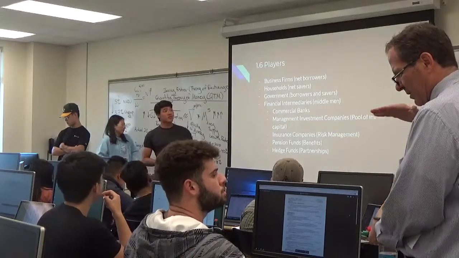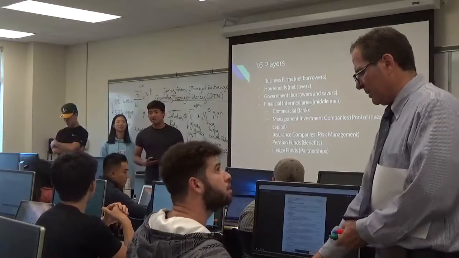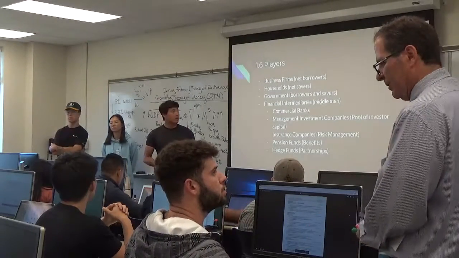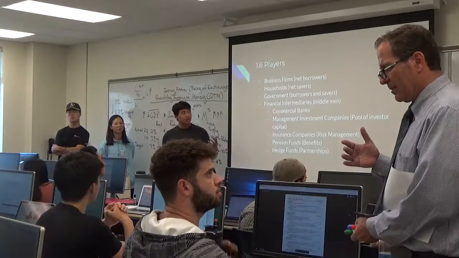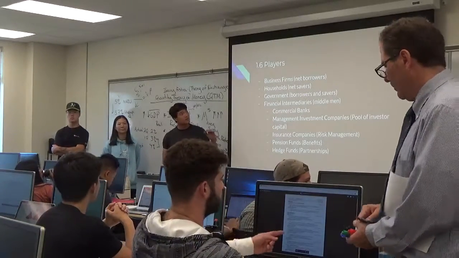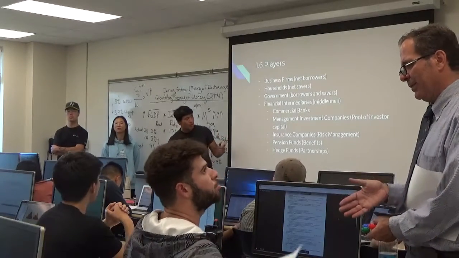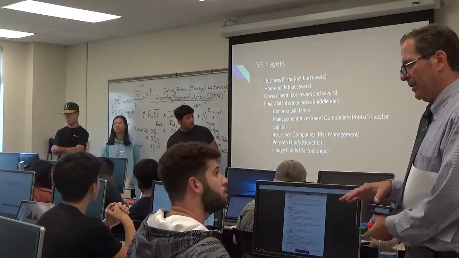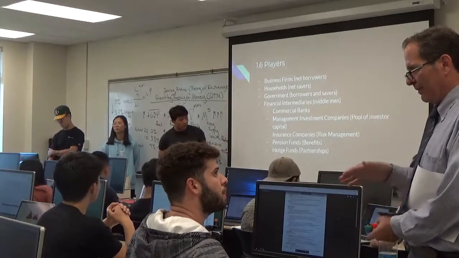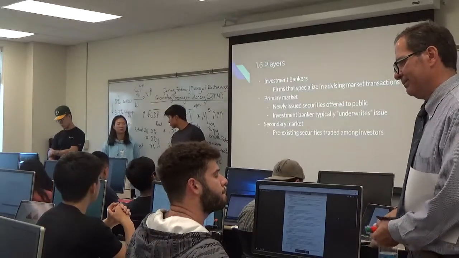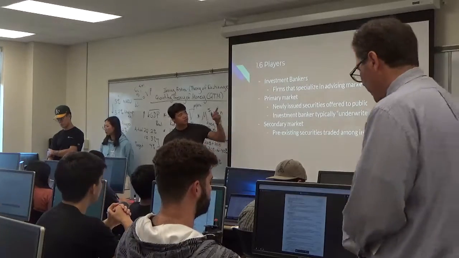Most business firms have to borrow money. They rely on using debt to finance a lot of their projects and to just keep their day-to-day operation going. Financial intermediaries, the middleman of the financial markets, include banks, investment management companies, insurance companies, they are a big player as well. Pension funds and hedge funds. And also investment bankers. That was part of the last slide.